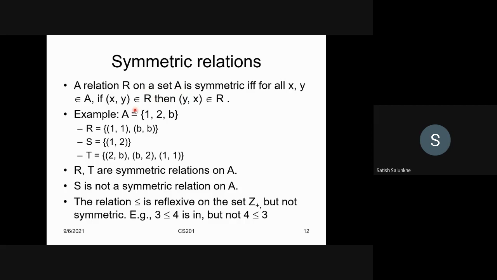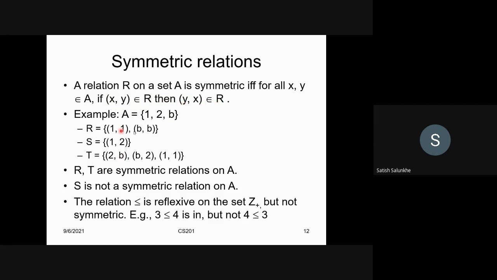How can we check? For all (x, y) belonging to R, if (y, x) also belongs to R, then we say the relation is symmetric. It doesn't matter whether the domain and codomain are the same or different. Our objective is: for all (x, y) belonging to R, if (y, x) belongs to R, then we say the relation is symmetric.